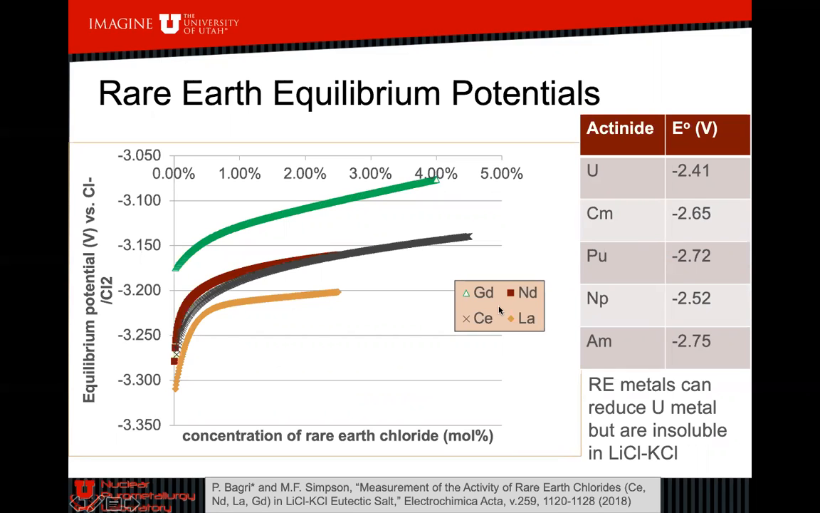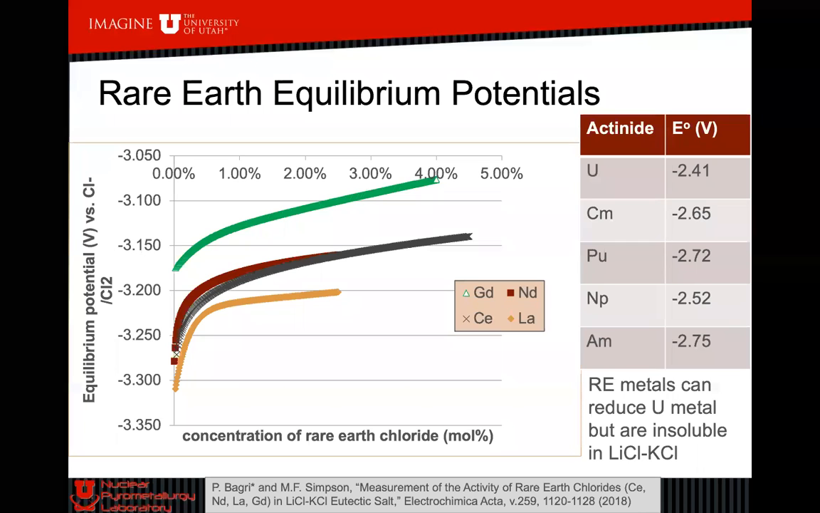So what I'm putting up here are standard reduction potentials. So versus the chlorine electrode, these are the potentials at which these different actinides reduce. So basically the lower the potential, the more energy you have to put in to get it to go to a metal. So americium would much prefer to be in the salt than uranium. If I start applying current, uranium will be the first to reduce, and then curium, plutonium, neptunium, americium.